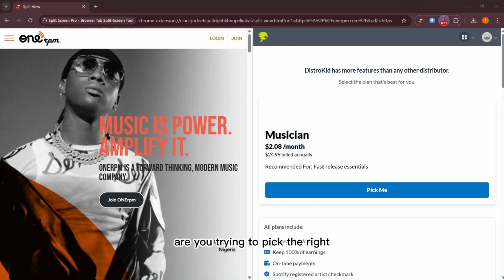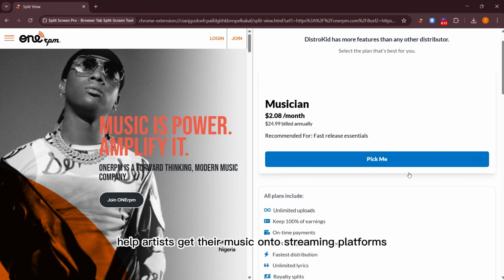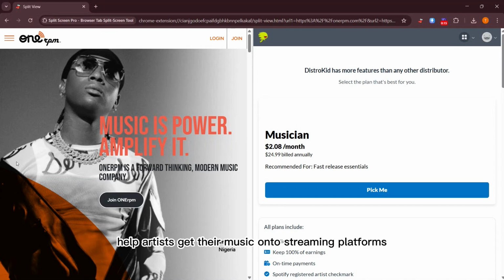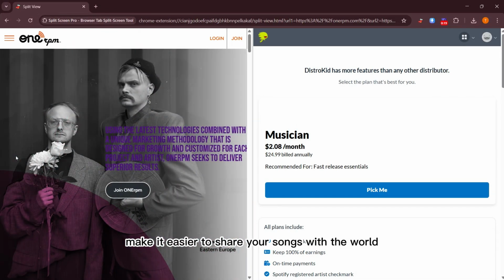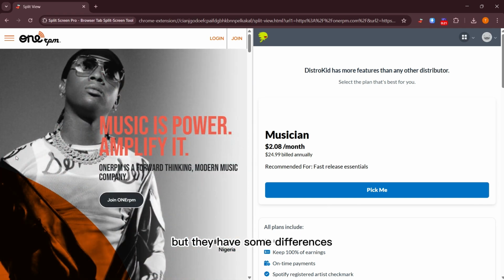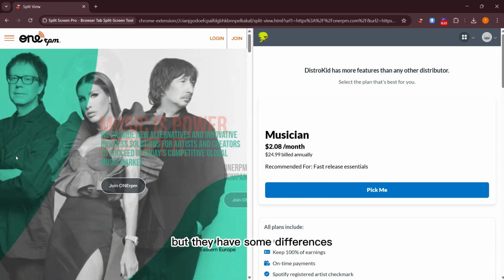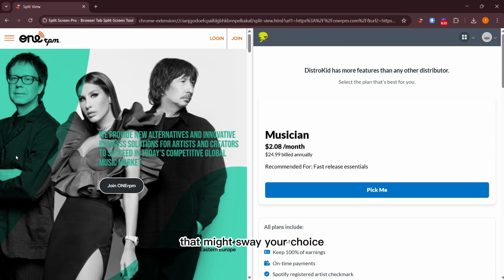Are you trying to pick the right music distribution service? Today, we'll compare ONErpm and DistroKid to help you decide which one is better for you. Both ONErpm and DistroKid help artists get their music onto streaming platforms. They both make it easier to share your songs with the world, but they have some differences that might sway your choice. Let's start with ONErpm.